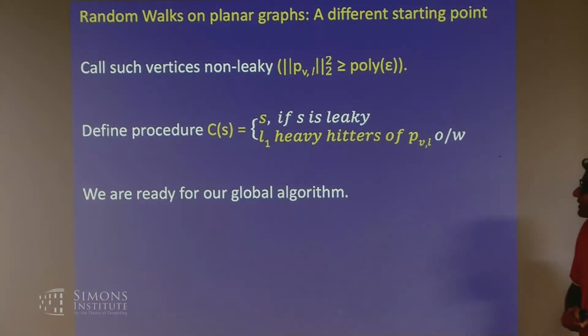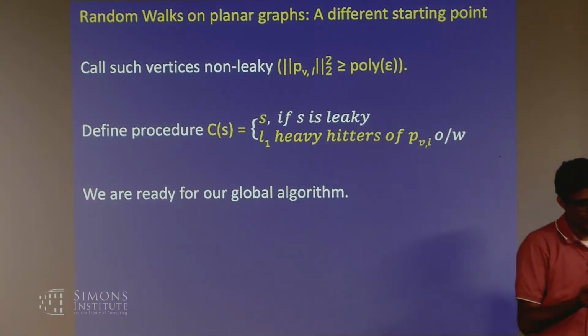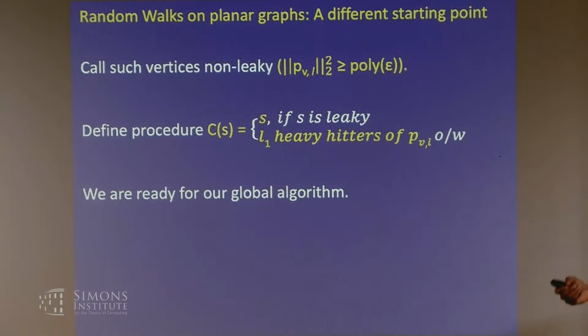So I'm going to pretend that I have a deterministic procedure in my hand. I call this procedure C of S, where S is a start vertex. C of S is the vertex S itself if the vertex is leaky. Otherwise, C of S refers to the set of all those vertices that happen to be heavy hitters of the distribution P_v^L. I just look at the heavy hitters of this distribution, and that's my set C of S. I'm going to pretend that this procedure is deterministic, and we have an implementation for it. It simplifies the discussion a lot.